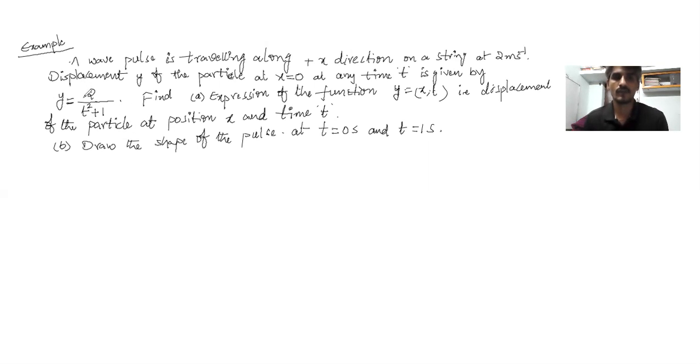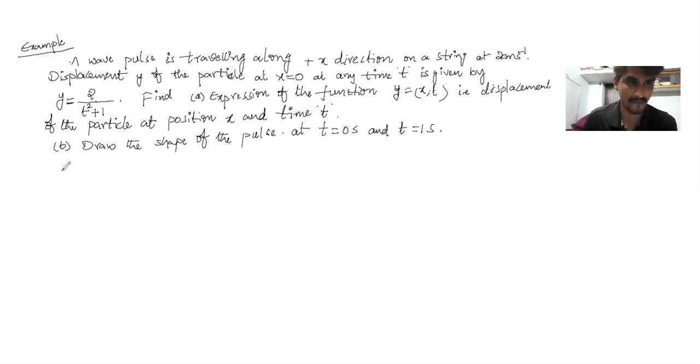Now I'm going to take a function y is equal to 2 by t square plus 1, and now I'm going to find out the expression of the function y is equal to x comma t, that is the displacement of the particle at position x and time t in terms of v here, because v is already given here. V is equal to, it's not meter, it is centimeter per second. Let us assume that it is centimeter per second, whatever it may be. Okay, now let us consider this first one.